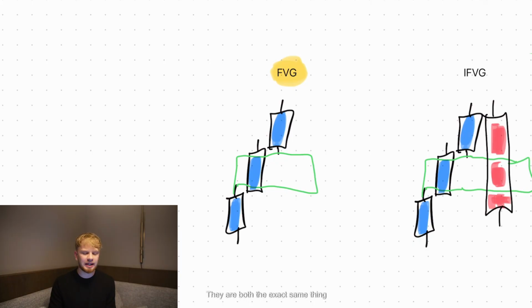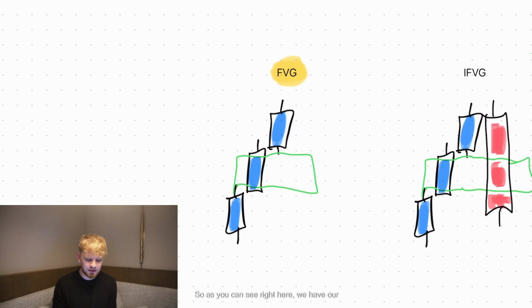They are both the exact same thing, and all it is, is an inefficiency in the market, an imbalance in the market where orders have not been filled. So when you have three candles, from the first to the third candle, they can't touch, connect, or overlap. Okay, that is the definition of a fair value gap.